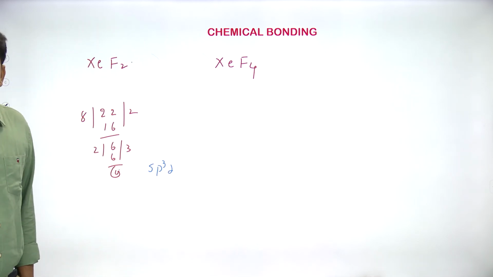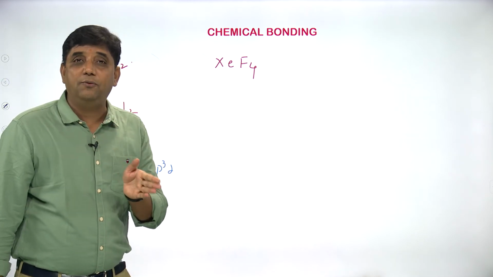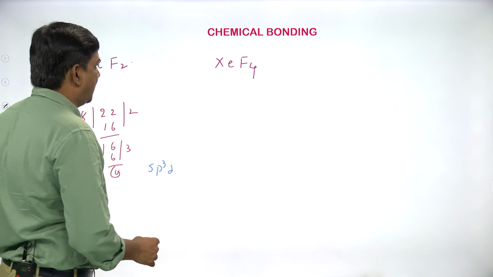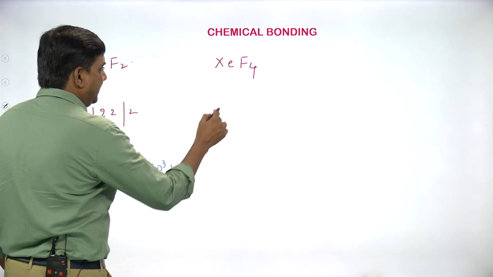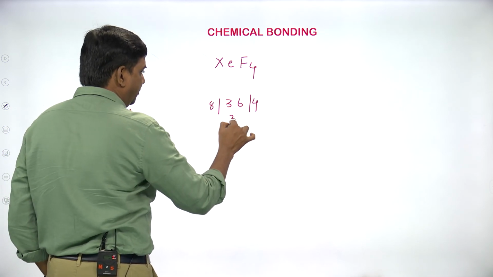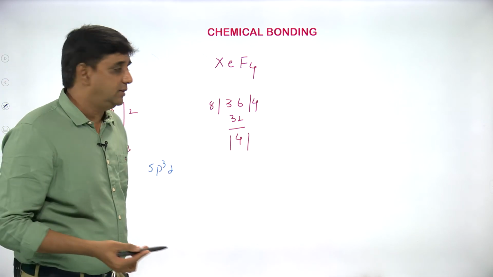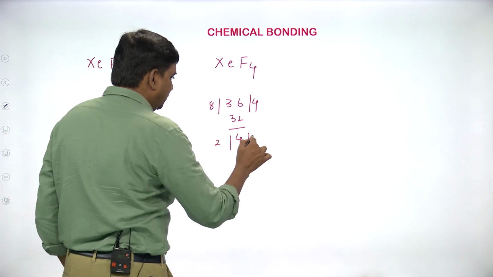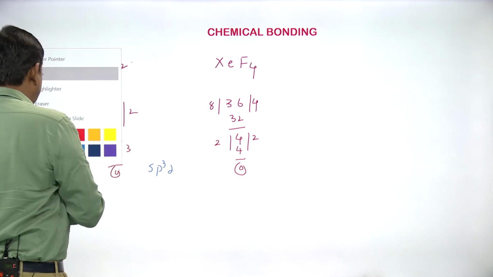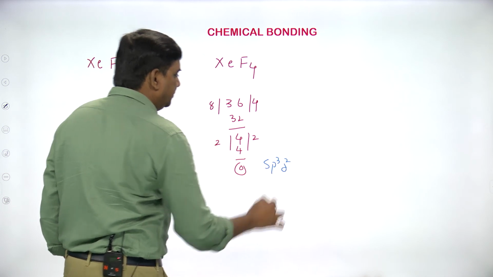Xenon tetrafluoride. How much? Xenon is 8, 4 fluorines, each one 7, 14 plus 14, 28, 28 plus 8, 36. 36 means divide with 8. 8 4s are 32. 4. 4 lies between 1 to 8. Therefore, it should be divided with 2. 2 2s are 4. 0. 4 plus 2 is 6. 6 means sp3d2.